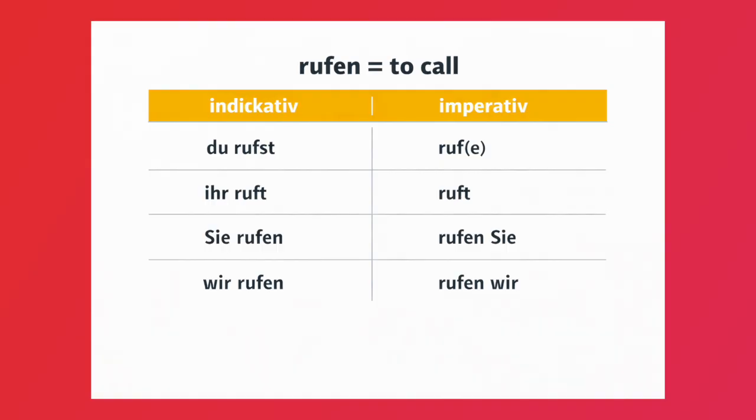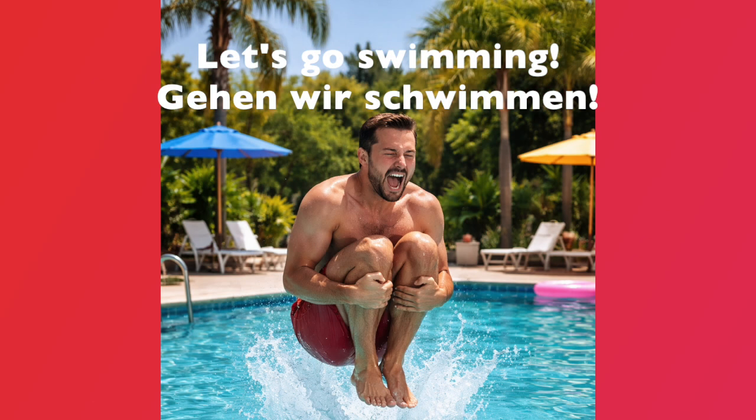For the ihr form, the process for deriving the imperative is even easier because it's exactly the same as its indicative form. So, ruft. Moving to the Sie form, we simply invert the word order. So, Sie rufen becomes rufen Sie. Lastly, for the wir form, we are going to perform the exact same operation as we did with the Sie form and invert the subject and verb to get rufen wir. In this sense, it carries the meaning like let's in English. So, let's go swimming. Gehen wir schwimmen.